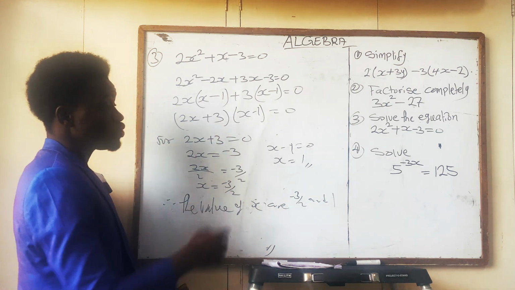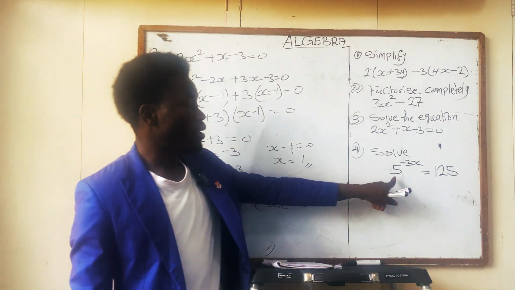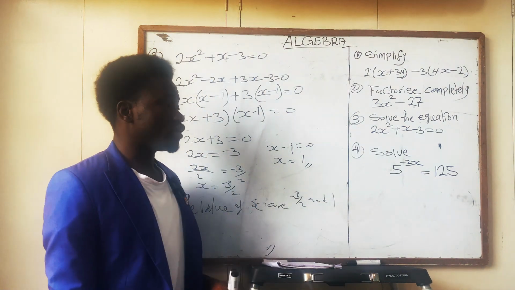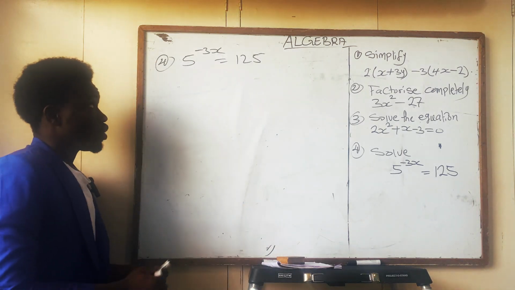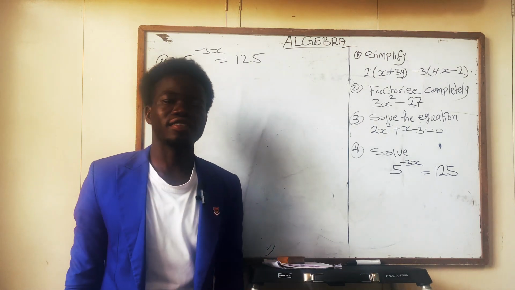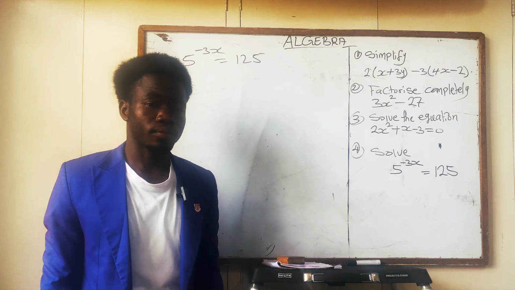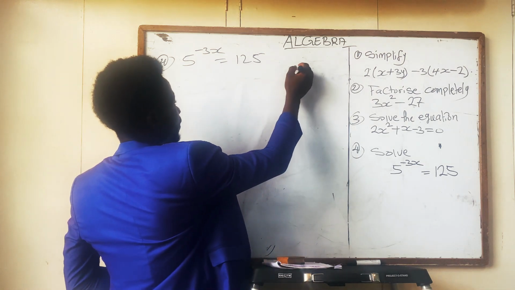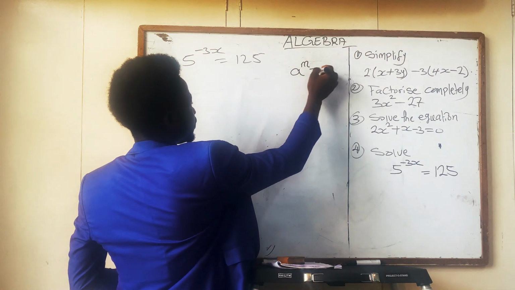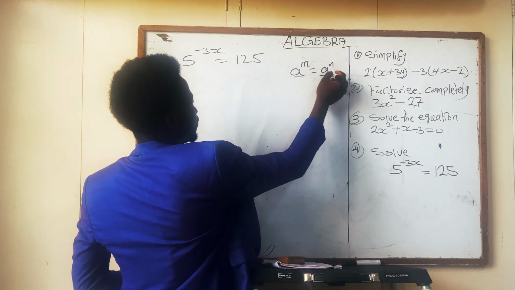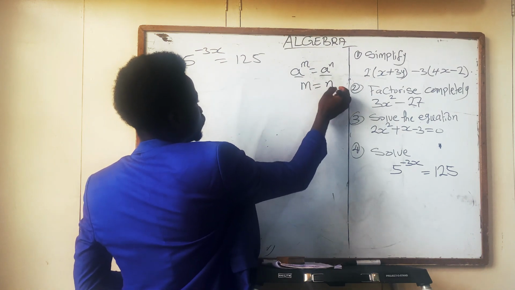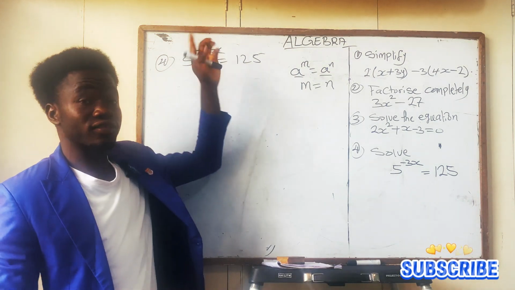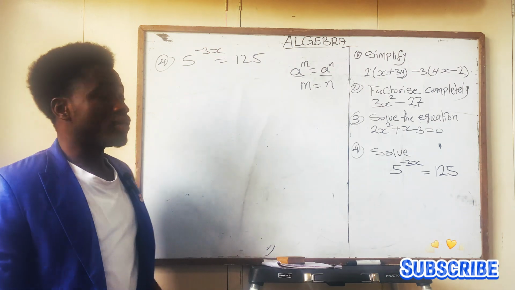Okay. Now the last one, which is saying that we solve for 5 exponent negative 3x, and all is equal to 125. When you see the exponent here, what will come to your mind is that they are taking it from indices, and you have to apply the laws of indices to it. The laws of indices state that if I'm able to make this equal to this, and the bases are the same, then it means that the exponent m will be equal to n. So here we have to make sure that this will also be 5 exponent something. Then I'll be able to equate the top.